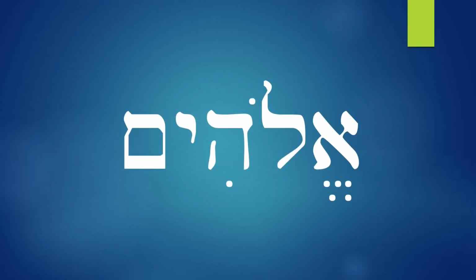Okay, first of all, let's identify the letters that we have. We have Aleph, and then we have the compound vowel. This compound vowel, remember the name? It's Hatef. Yes, Hatef Sego. That's the compound vowel. So you have Aleph, Hatef Sego. You have Lamed. On top of Lamed, you have the Holem.